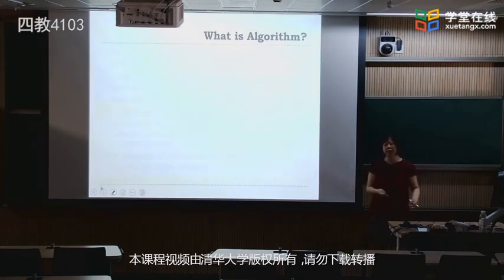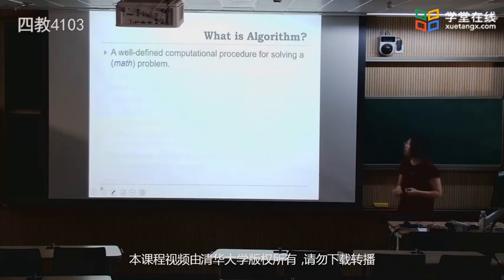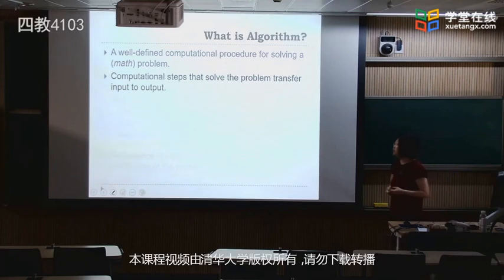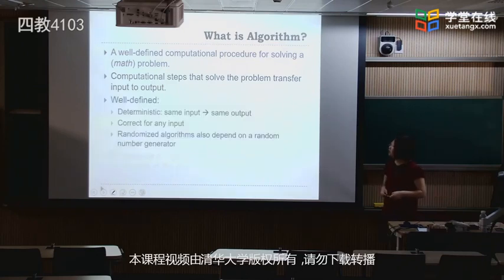What kind of real-world problems can we solve using algorithms? By definition, it is a well-defined computational procedure for solving a math problem. Okay. So usually we use algorithms to solve math problems. Another definition is computational steps that solve the problem, transferring input to output. Okay, there are several key terms in the definition. For example, well-defined is one of them.